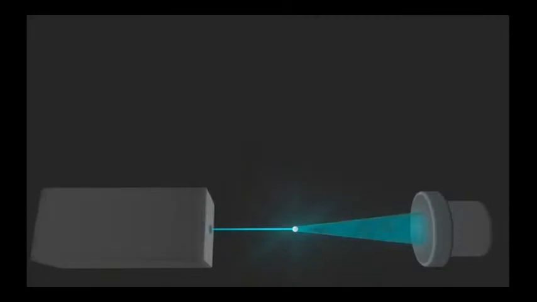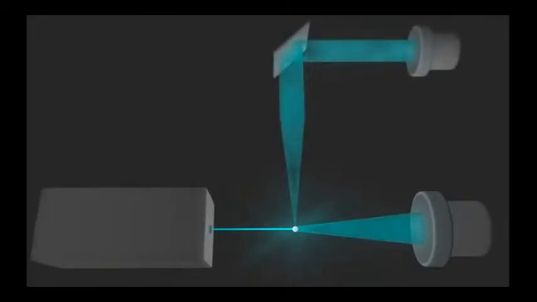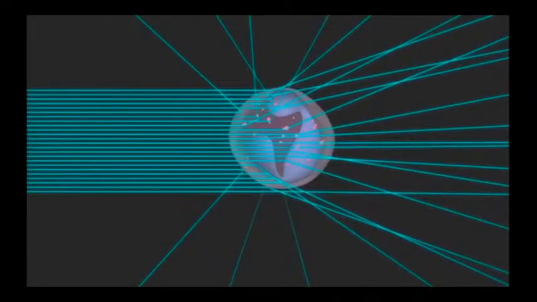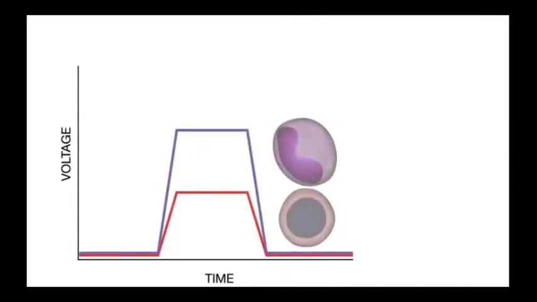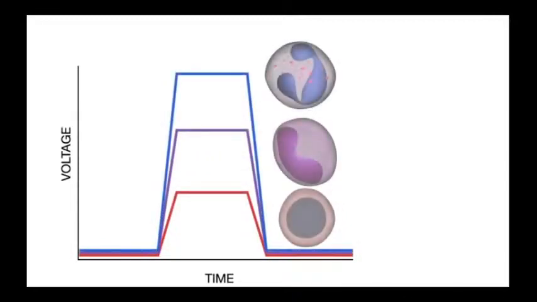The amount of side scattered light is detected by a detector located perpendicular to the path of the laser beam. Side scatter is proportional to the shape and internal complexity of a cell. Just like with forward scattered light, the flow cytometer converts the detected side scattered light into a voltage pulse, which is directly proportional to the amount of side scattered light.